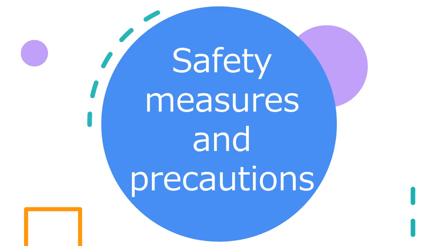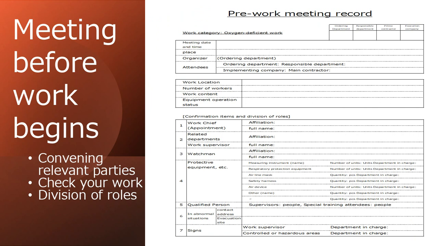Therefore, safety measures and precautions are important to avoid oxygen deficiency. It is essential that everyone fully understand the dangers of oxygen deficiency during the pre-work meeting. Convene the people involved and clarify their roles. It is important to designate who will do what, especially the supervisor or lead person.